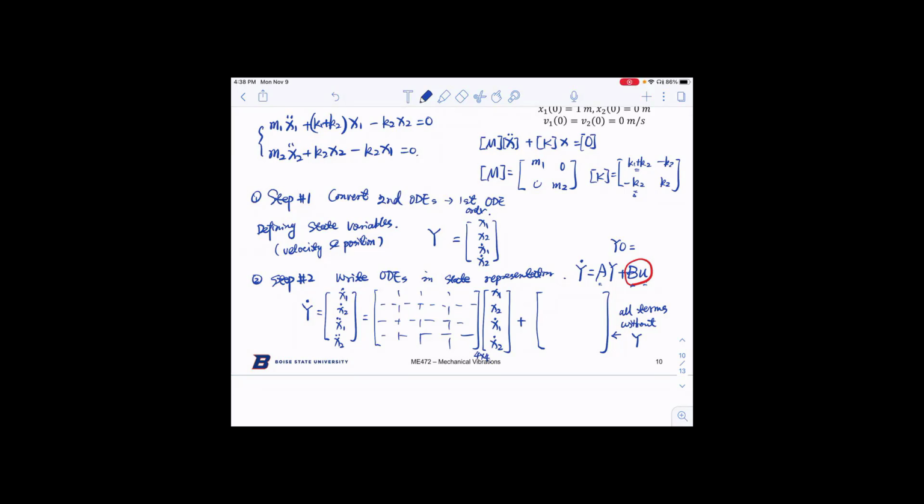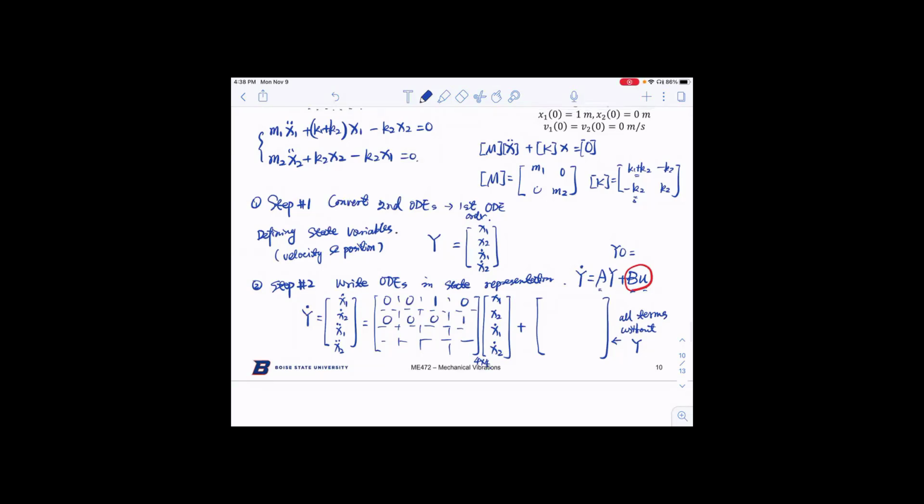And what is your x1 dot? Your x1 dot is the third entity of your state variable. So you just put 1 in the third column, all the others are 0. The same thing for x2 dot: 0, 0, 0, 1. And then what is x1 double dot? Then you have to go back to your first ODE.